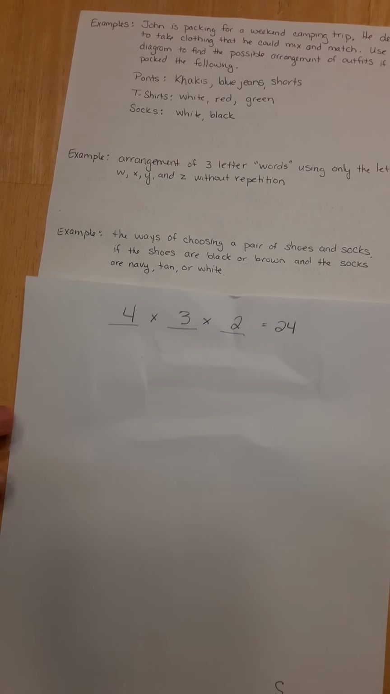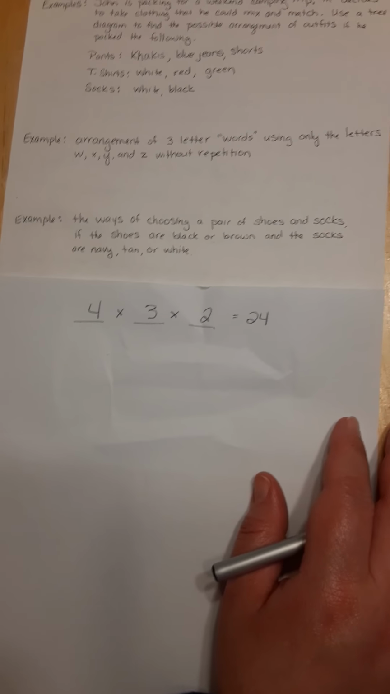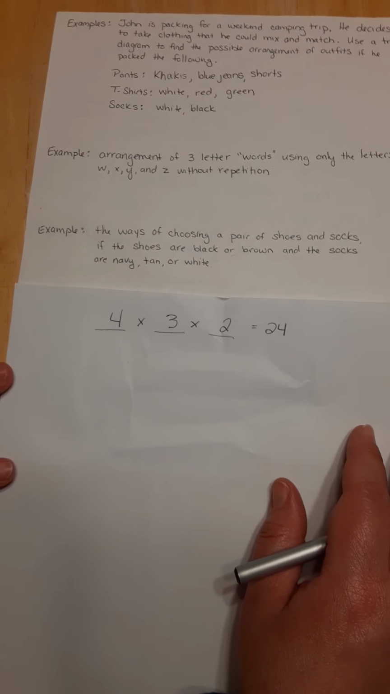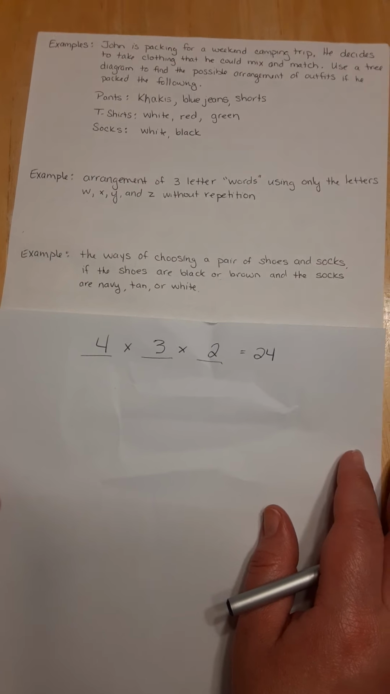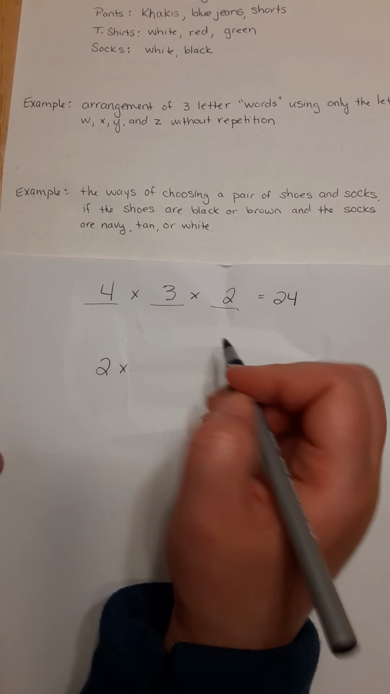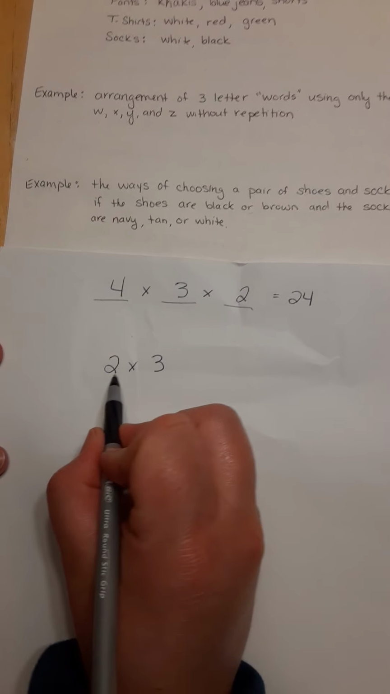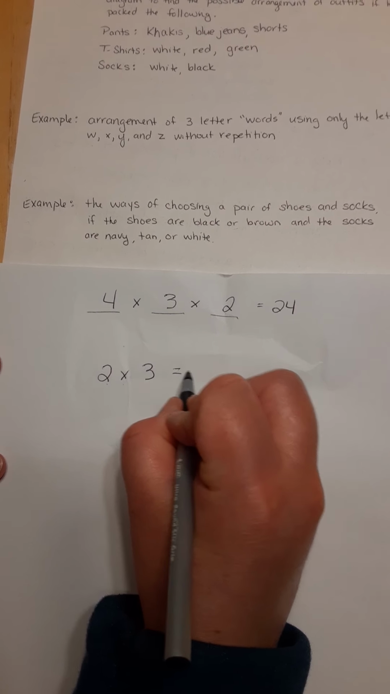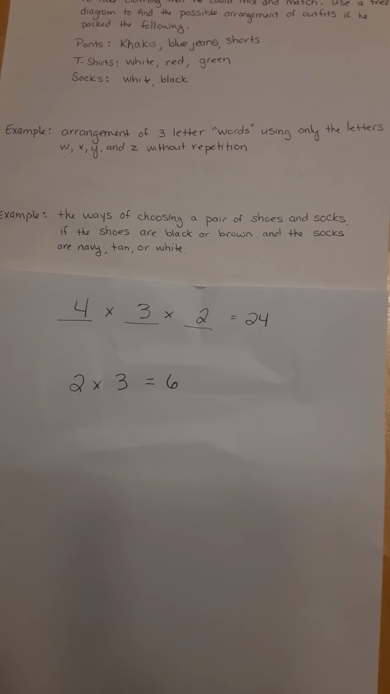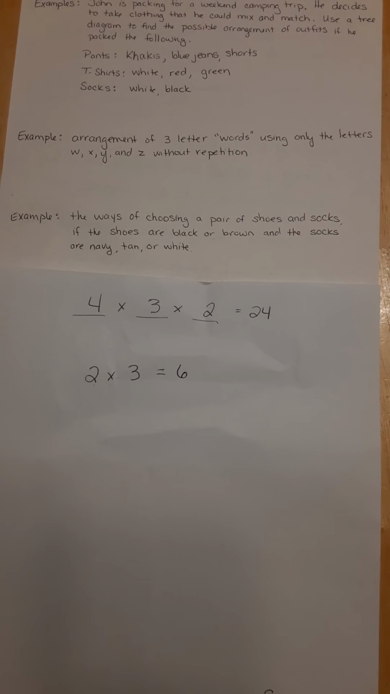Here's another example. The ways of choosing pairs of shoes and socks. If the shoes are black or brown and the socks are navy, tan, and white, how many options do I have? I've got 2 options of shoes, and I have 3 options of socks. So this one's short and sweet. All I'm going to do is multiply 2 times 3, and I get 6. This is how our combinations work, using the tree diagram or using the fundamental principle of counting.